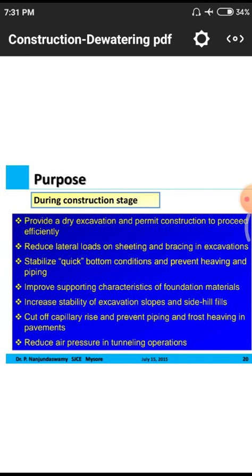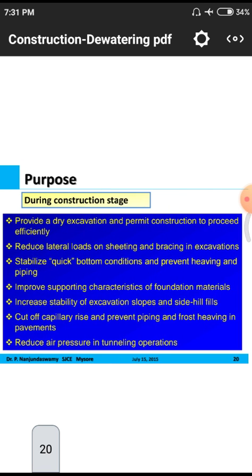And these are the different conditions we need to maintain during construction. Provide a dry excavation to permit the construction process efficiently. Dry excavation means we need to excavate the soil in dry condition only. In wet condition we have to spend much more money for our earthwork.